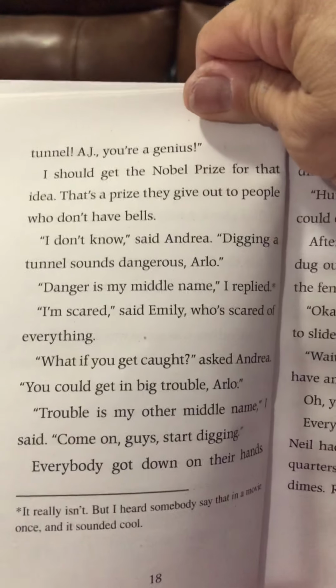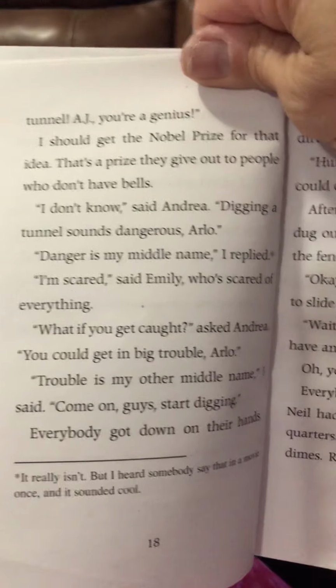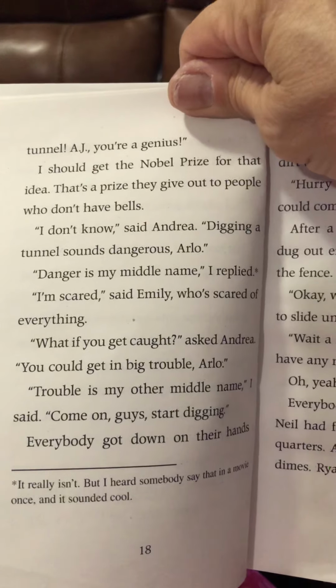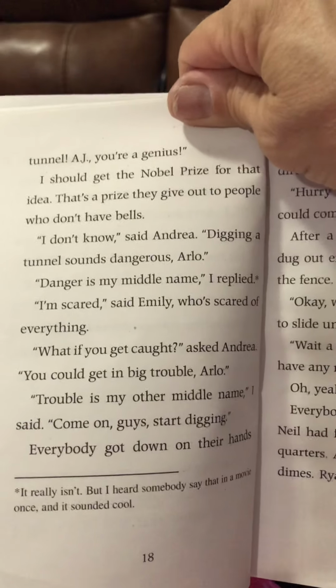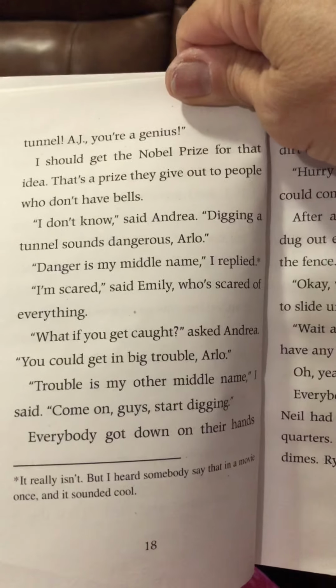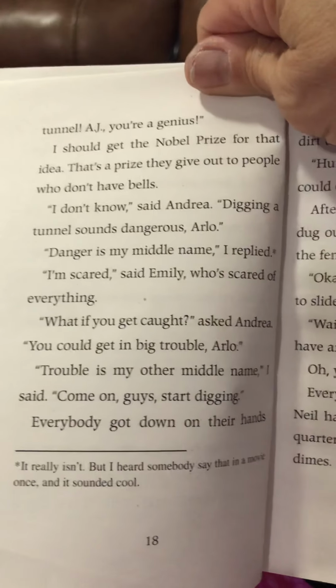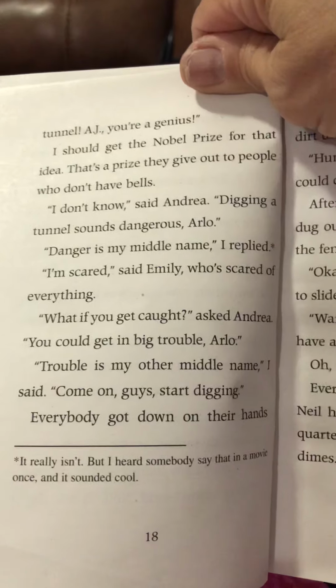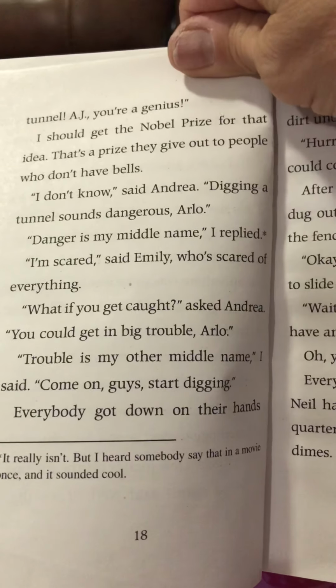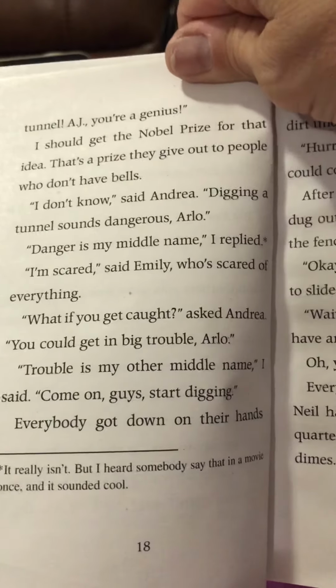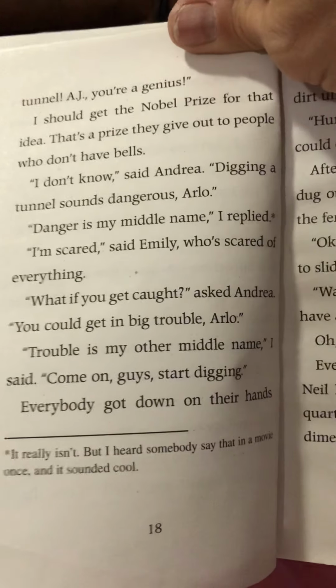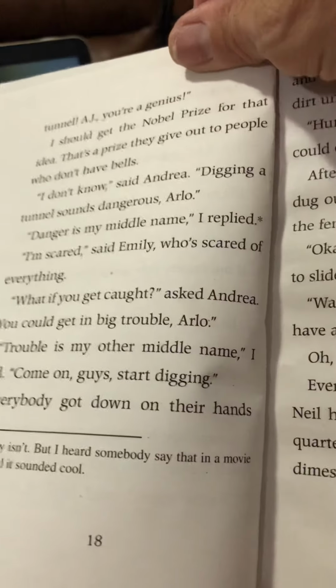Danger is my middle name, I replied. I'm scared, said Emily, who's scared of everything. What if you get caught? Asked Andrea. You could get in big trouble, Arlo. Trouble is my other middle name, I said. Come on, guys, start digging.